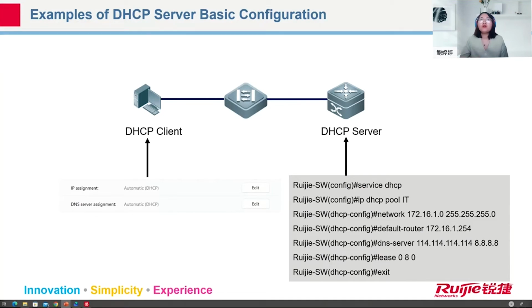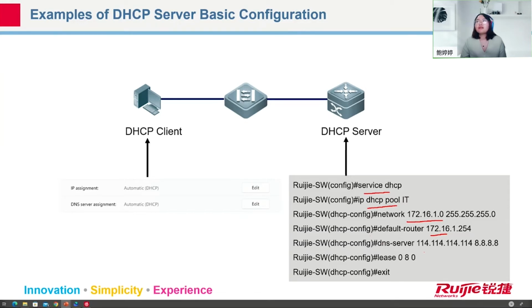And here is an example. For your client, you only select use DHCP to get an IP address, use DHCP to get a DNS server. And about the server, you have to enable the function and create the pool. The range is 192.60.1.0, and here is the mask. And the default router is 192.72.16.1. And this IP address now is a gateway, right? And this IP address will never be allocated for the client.